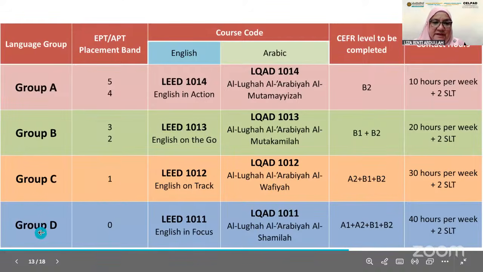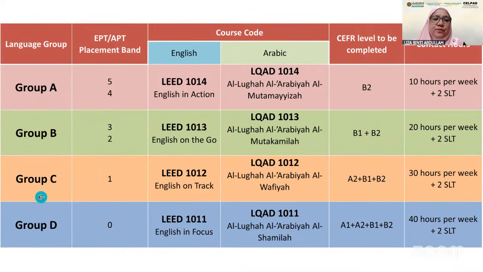We call it group D. But if you get band 1, you are in this group, group C, 1012, English on track. How many hours? 30 hours. And band 2 and 3, you go to LEED 1013 with 20 hours of classes.